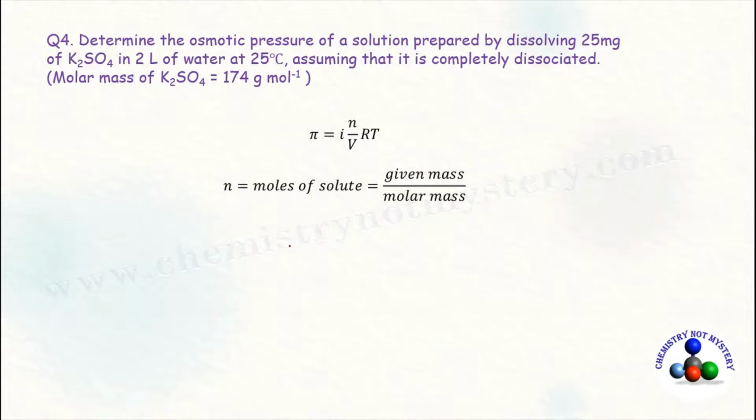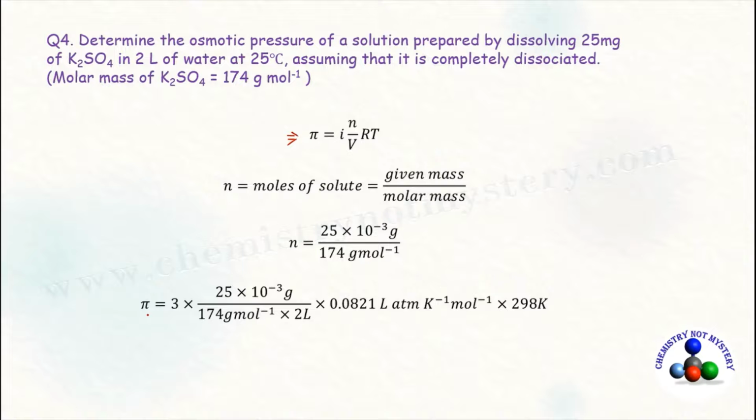So let's place the value in this formula to calculate the number of moles of solute. Here you will get 25 into 10 raised to minus 3 grams divided by 174 grams per mole. Now place the value of n in the given equation to calculate osmotic pressure pi. It we just have calculated and it is equal to 3.